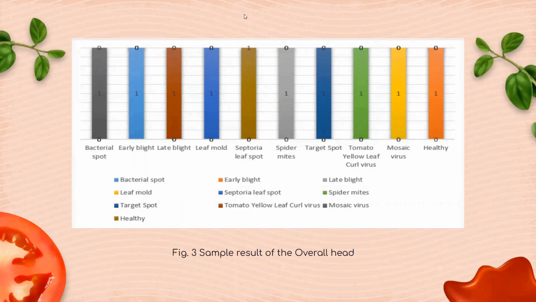Now this is the sample result of the overall output. So our proposed network has the best accuracy in identifying the septoria leaf spot, and also the early blight spot, and for the remaining diseases it also finds the other diseases well, but it has the higher accuracy for septoria leaf spot and early blight disease.